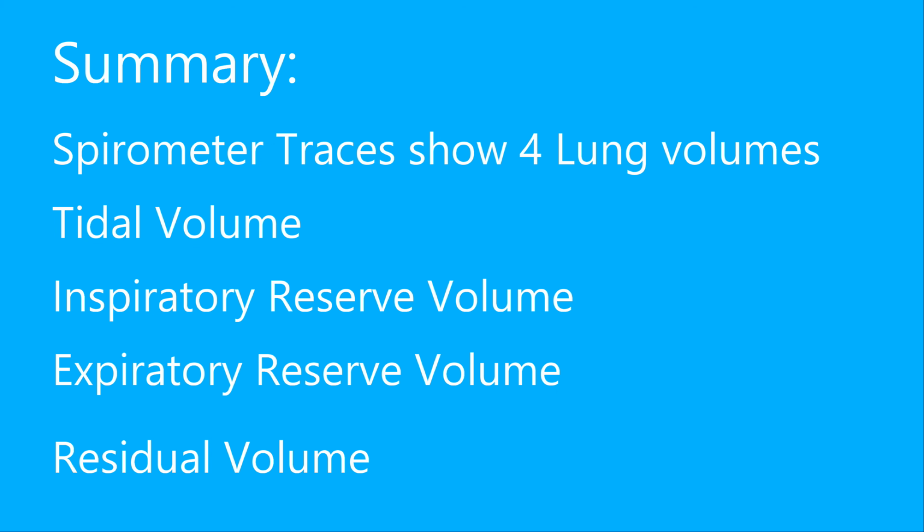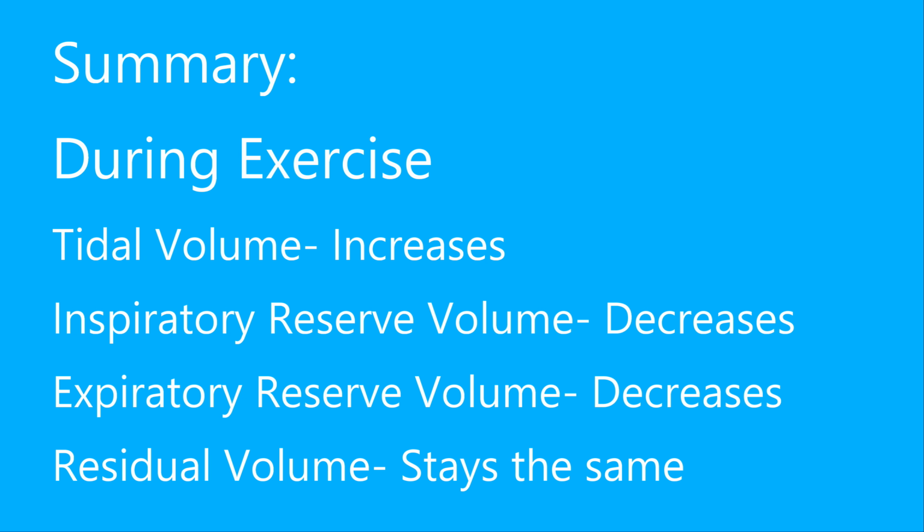So to summarize what we've learned, a spirometry trace shows the four lung volumes of tidal volume, inspiratory reserve volume, expiratory reserve volume, and residual volume. Tidal volume is essentially how much breath we breathe in and out in a normal breath. During exercise, tidal volume increases because when we start to exercise, the amount of air that we take in and out increases. The effect that has is that inspiratory reserve volume decreases, expiratory reserve volume also decreases, and then residual volume stays the same because it never ever changes. It remains constant.